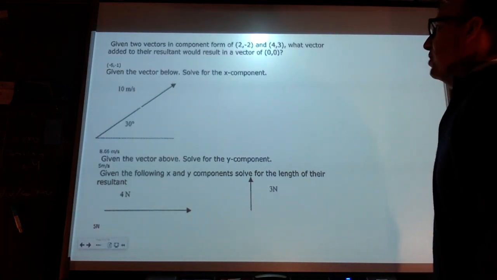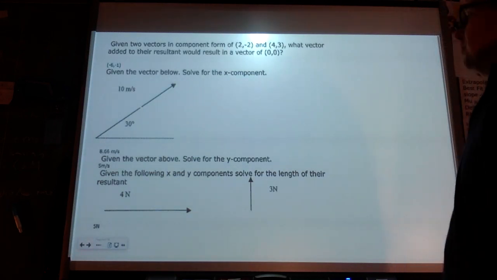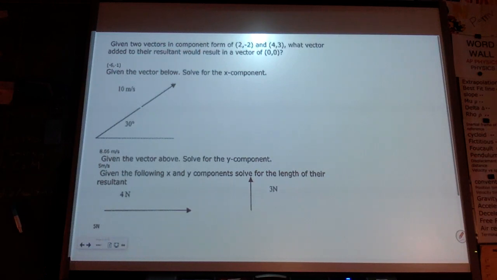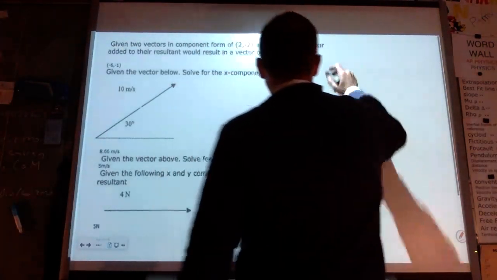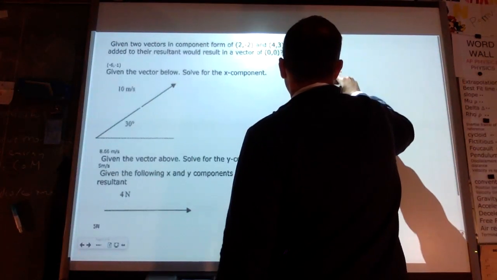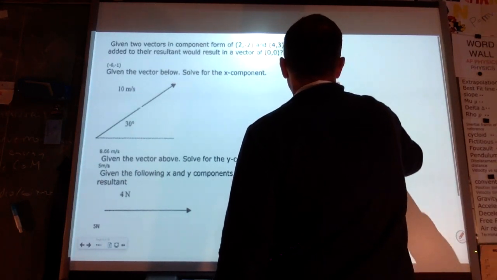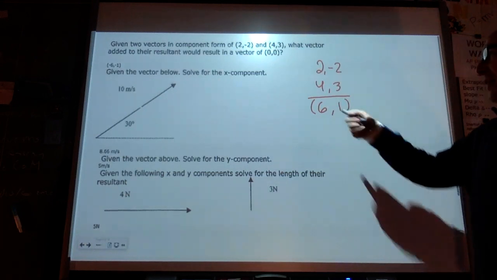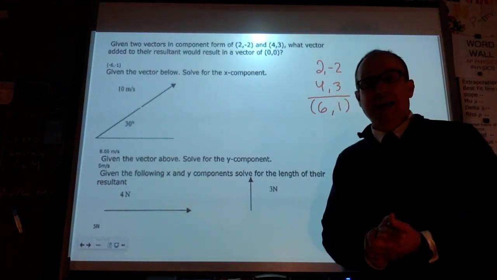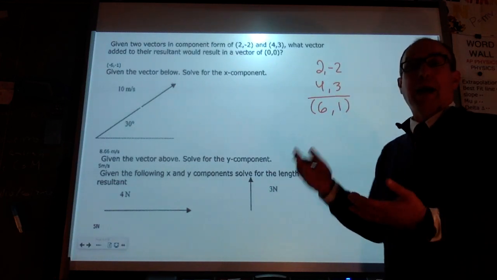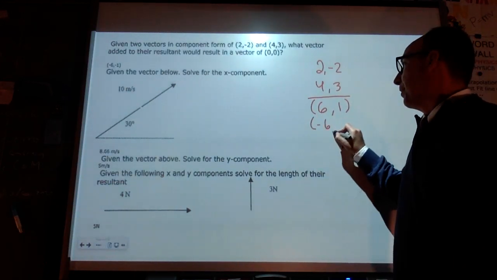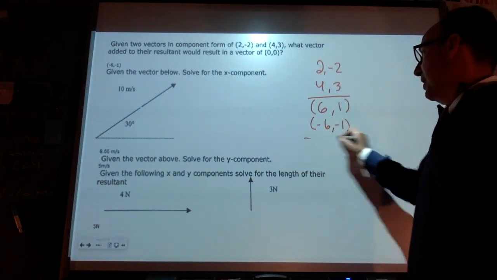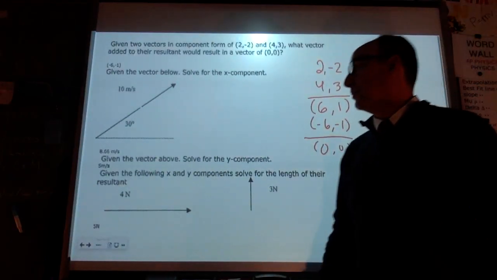All right, given the two vectors in component form as 2, -2, and 4, comma 3, what vector added to the resultant would result in no vector at all? So I want to cancel out the vector. So I would line up my components, added together, they would be 6, comma 1. To cancel out a 6, comma 1 vector, I would add its opposite. So -6, -1 would give us 0, 0.